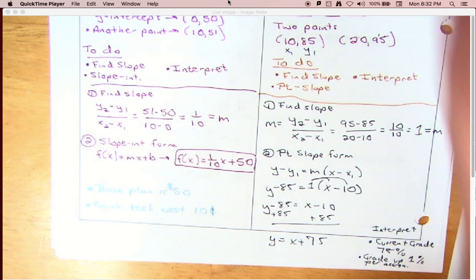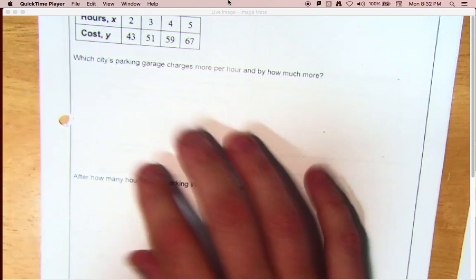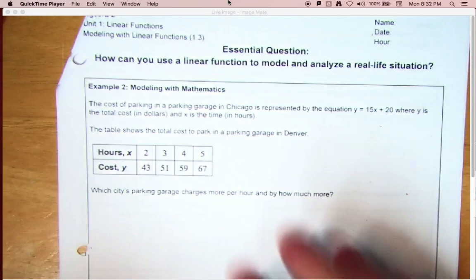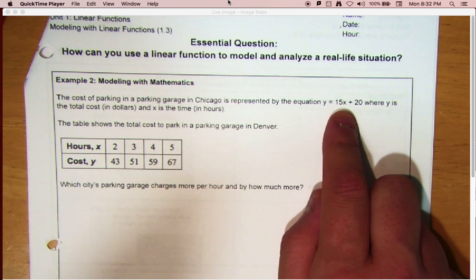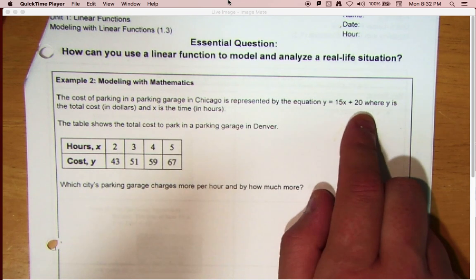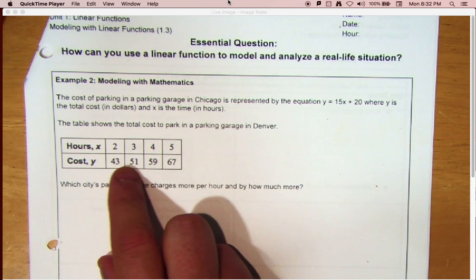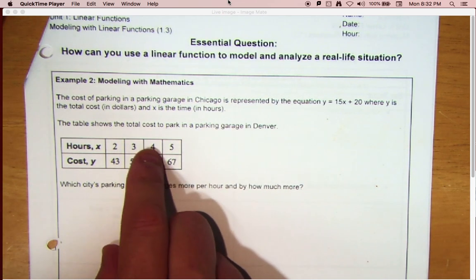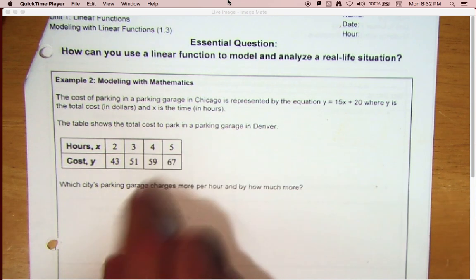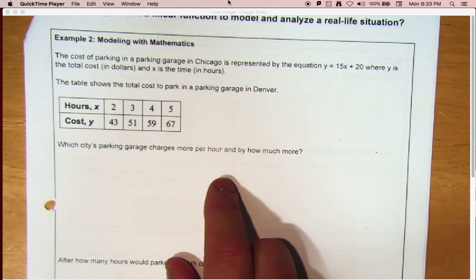let's look at example number 2 where we are doing some modeling in mathematics. Okay? So here's what we got. If we look at this problem, it says the cost of parking in a garage in Chicago is represented by this equation right here. Y is the total cost and X is the time in hours. So this equation represents Chicago. This table right here shows the cost of parking in Denver. So for 2 hours you spend $43, 3 hours $51, 4 hours $59, 5 hours $67. First question, which city's parking garage charges more per hour and by how much more?